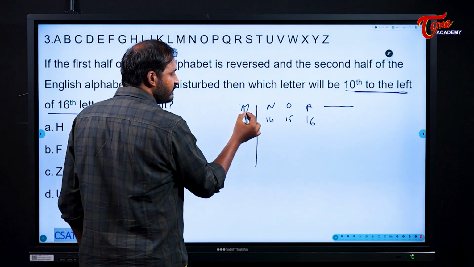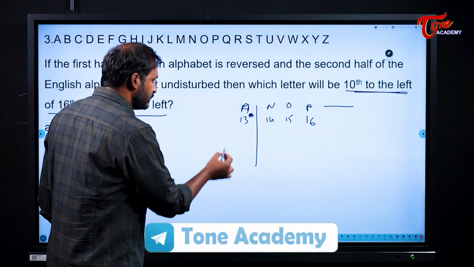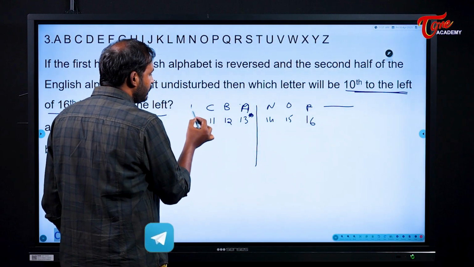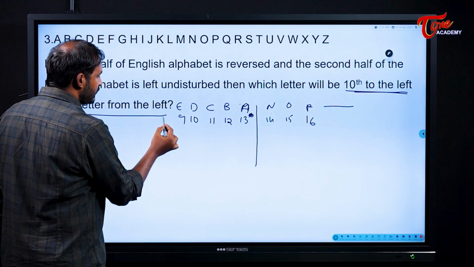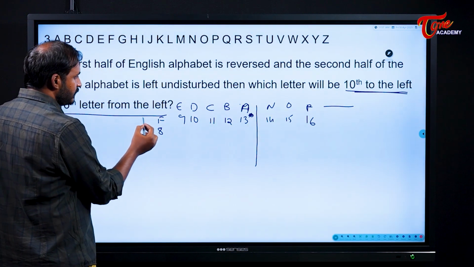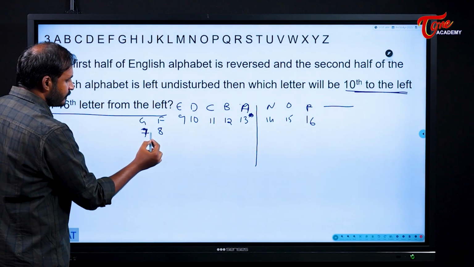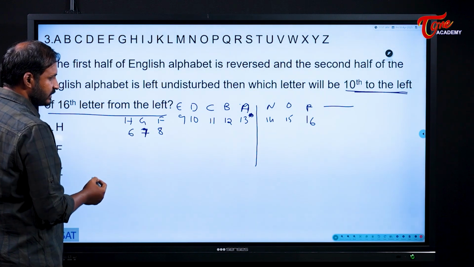So up to M it is reversed, right? So A will come to the 13th position, B will come to the 12th position, C will come to 11th, D will come to 10th, E will come to 9th, F will come to 8th, G will come to 7th, H will come to 6th position. Like this we will have.